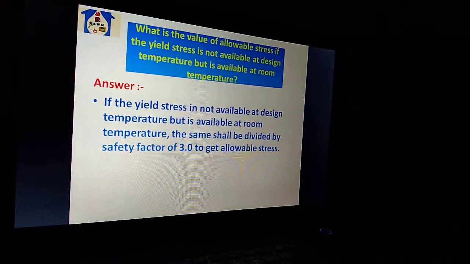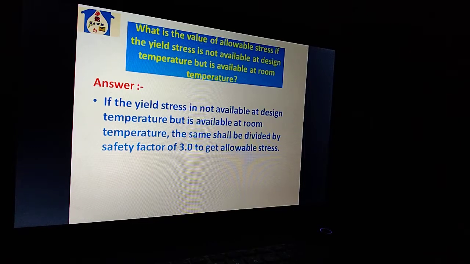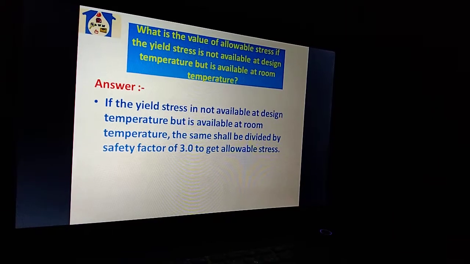What is the value of allowable stress if the yield stress is not available at design temperature but is available at room temperature? Answer: if the yield stress is not available at design temperature but is available at room temperature, the same shall be divided by a safety factor of 3 to get the allowable stress.